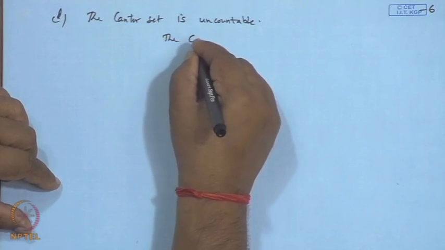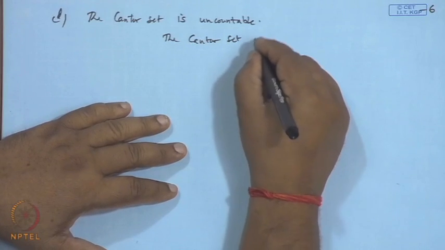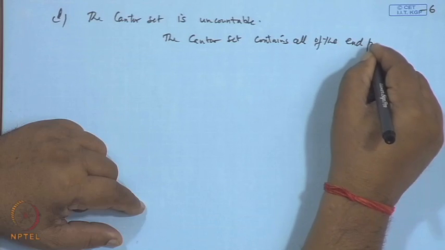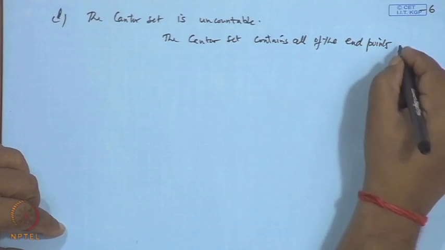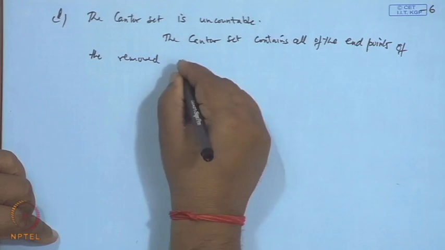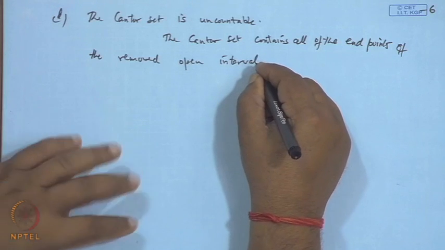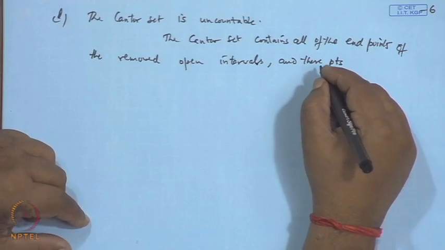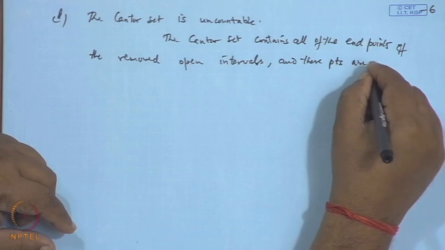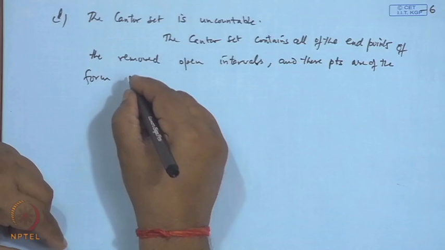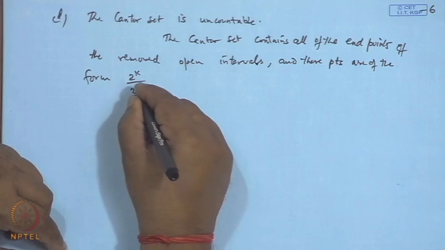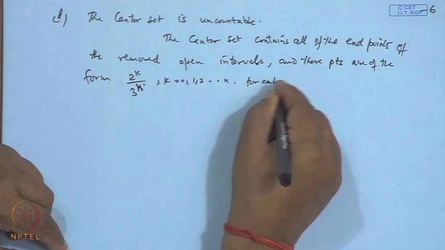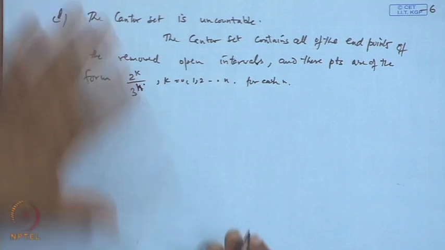As we have seen, the Cantor set contains all of the endpoints of the removed open intervals, and these points are of the form 2 to the power k over 3 to the power n, where k is 0, 1, 2 up to, say, 3 to the power n for each n. The collection of these points is the Cantor set.